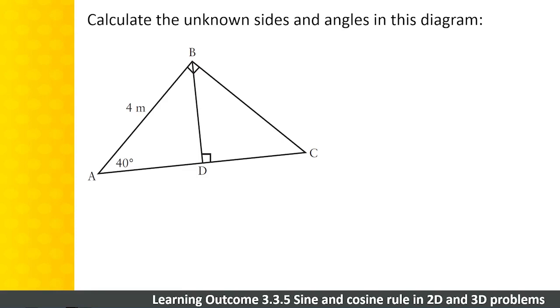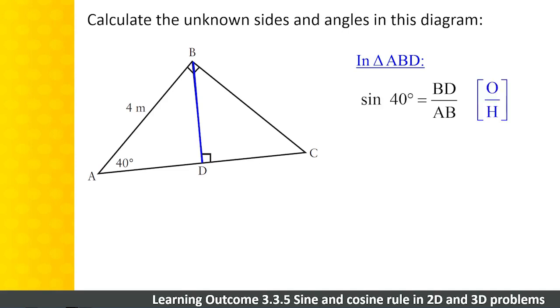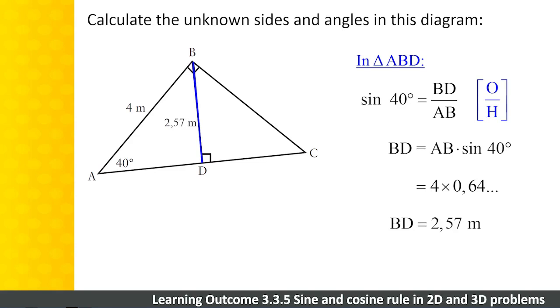Let's run through the solution to the activity. Calculate the unknown sides and angles in this diagram. Let's start with triangle ABD and try to find side BD. We know that sine theta is opposite over hypotenuse, so sine 40 degrees equals BD over AB. Rearranging, BD equals AB times sine 40 degrees. Using our calculator, we get 4 times 0.64, which gives us 2.57 meters for BD.